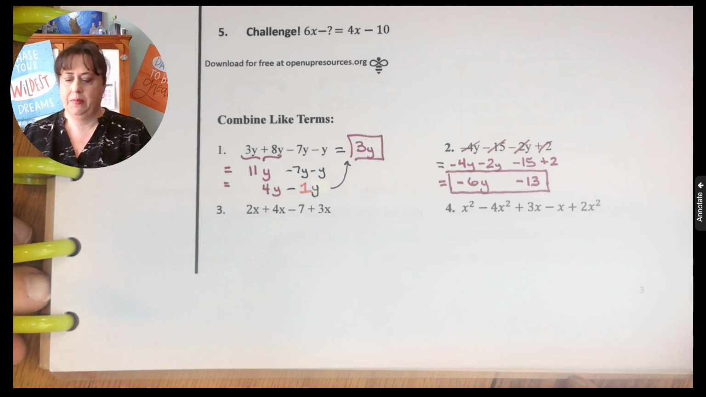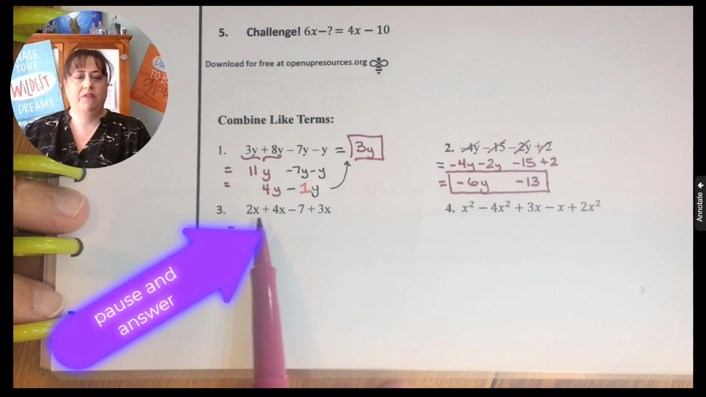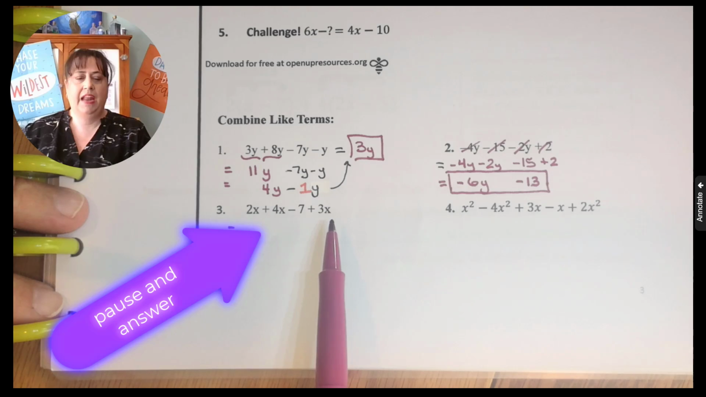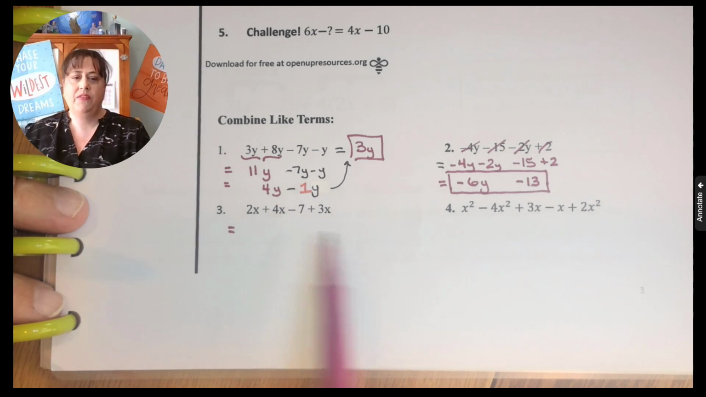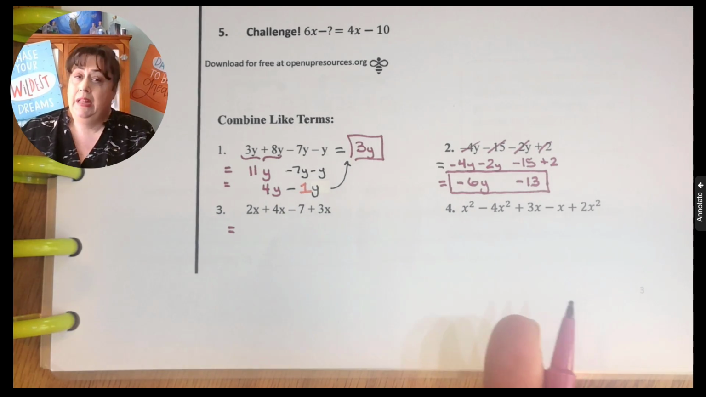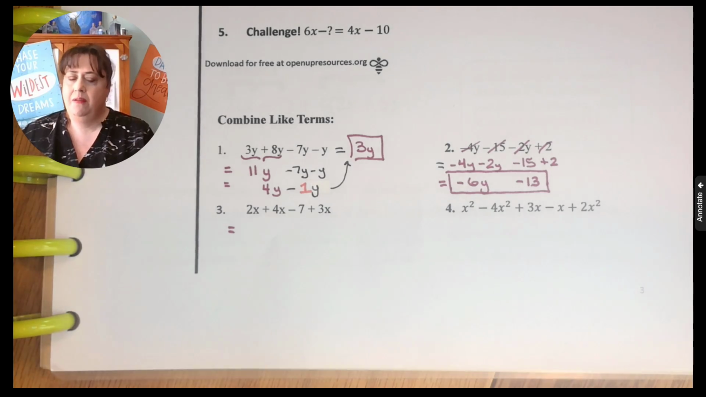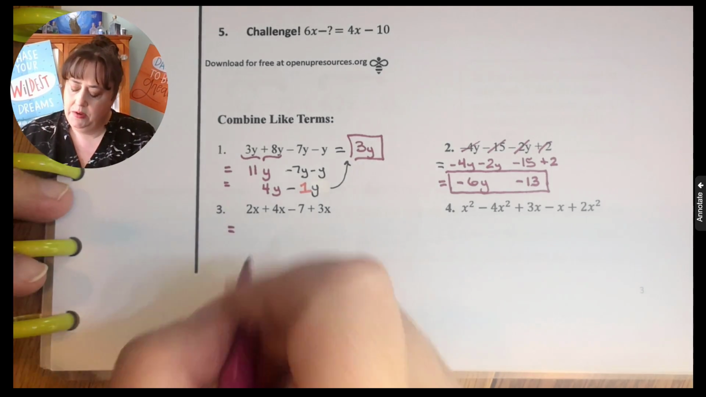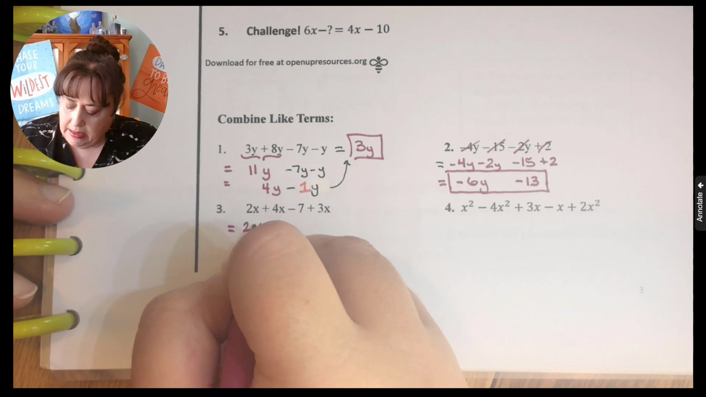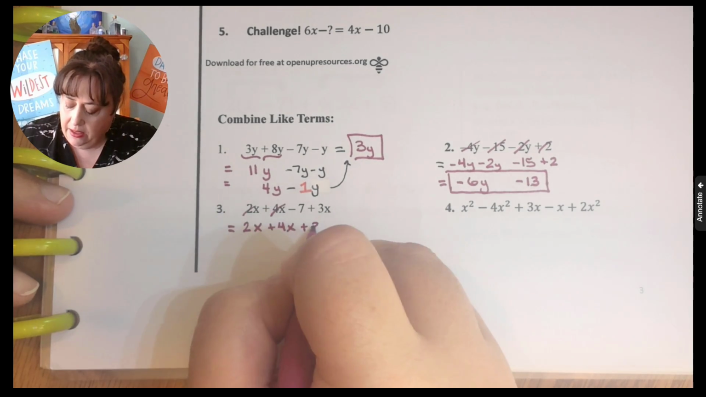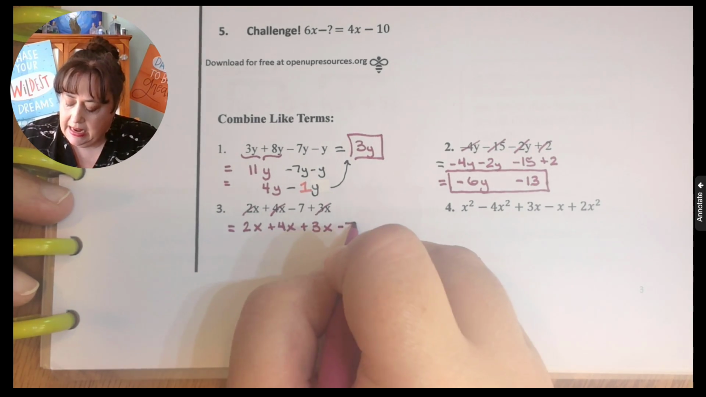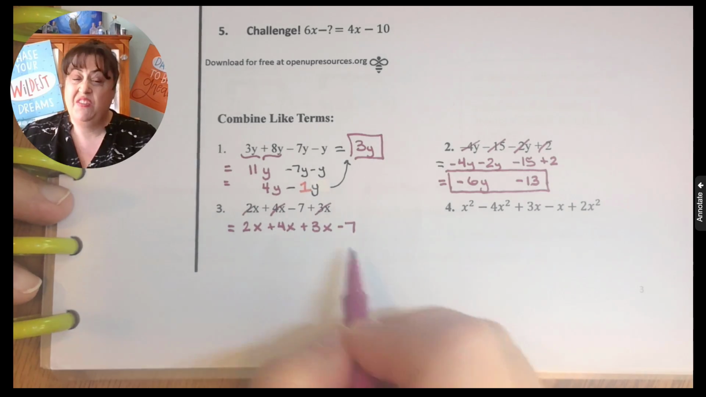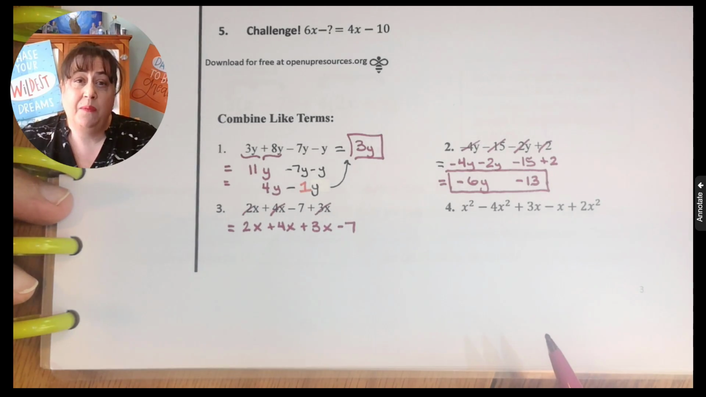Okay, let's look at number 3. We have like terms again. We have a 2x, a 4x, a negative 7, and a 3x. That negative 7, I need to move it over. If you're really good, you don't have to rearrange everything. But for now, we're going to keep on doing it. So we have a 2x, a 4x, a 3x, and a negative 7. That negative 7 is never going to combine with anything.